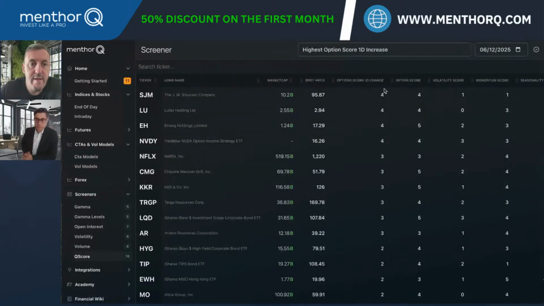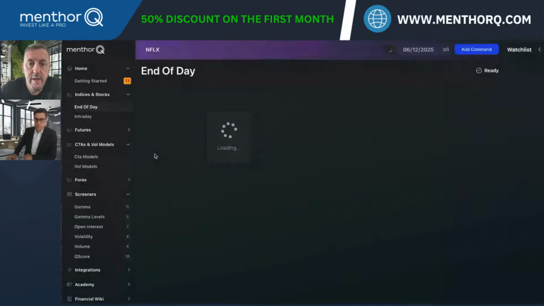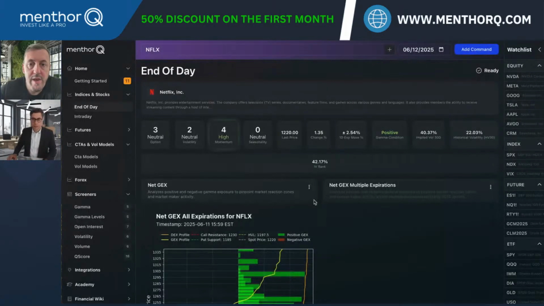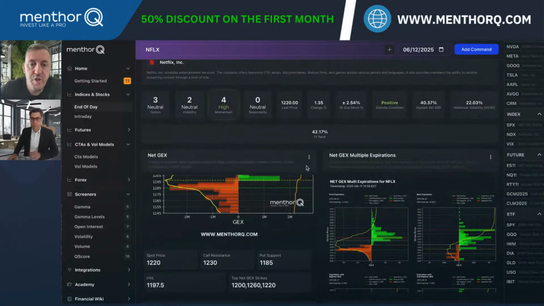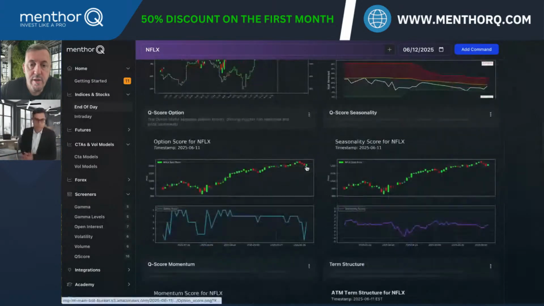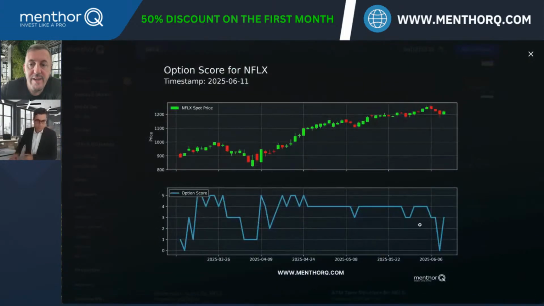So that means that if we look at, let's take Netflix, compared to the previous day, we saw an increase of 3 in their option score. So then you can go here and you can quickly see what's going on with Netflix. We are in a positive gamma. We have a neutral option score. But then if we scroll down, what's really interesting, you can see this kind of move. So it was very, very bearish 2 days ago, and now we're back in a bullish territory.